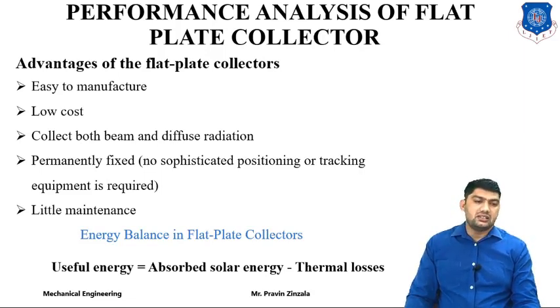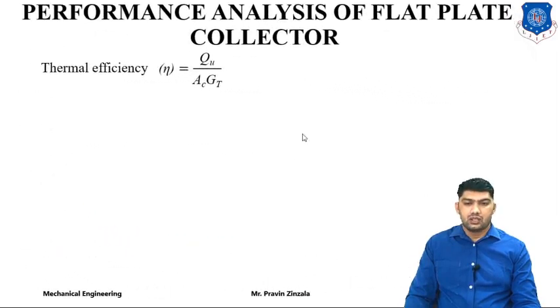There will always be some amount of losses due to the temperature difference and the atmospheric conditions. So the energy utilized by the collector is equal to the energy absorbed by the solar collector minus losses. So we can directly get the total energy. The thermal efficiency of a flat plate collector is equal to output by input. Output means how much energy is gained by our collector, divided by how much energy is received from the sun. So it's called output by input, which is the efficiency of the collector.